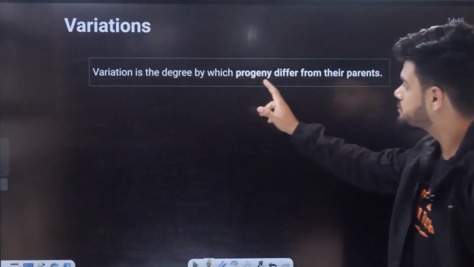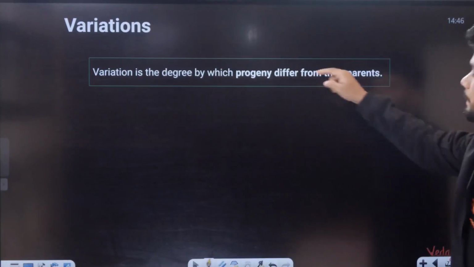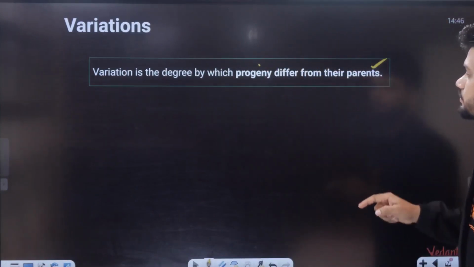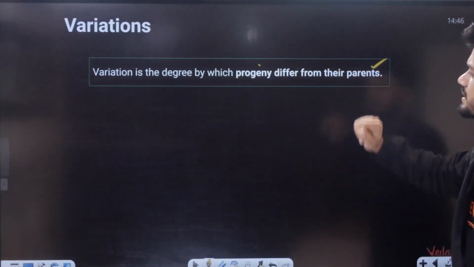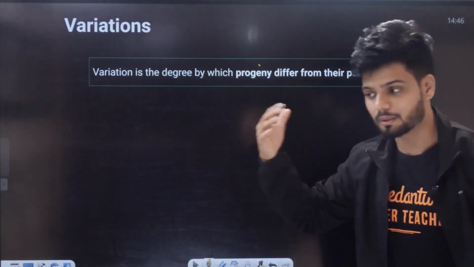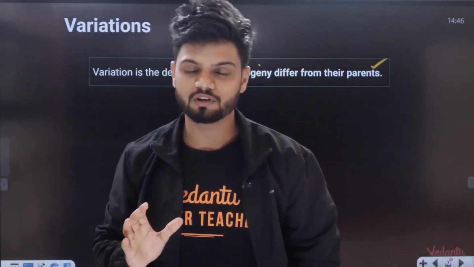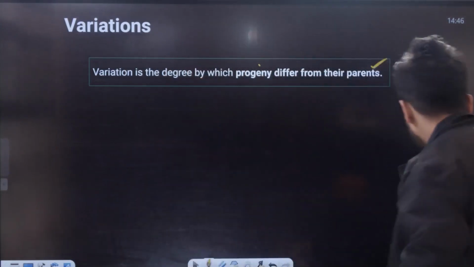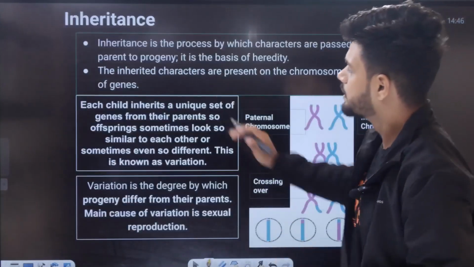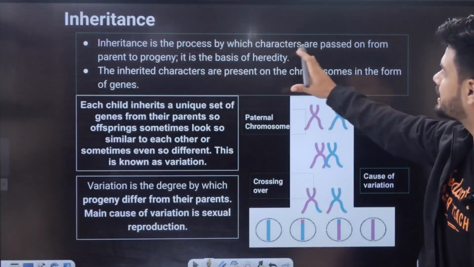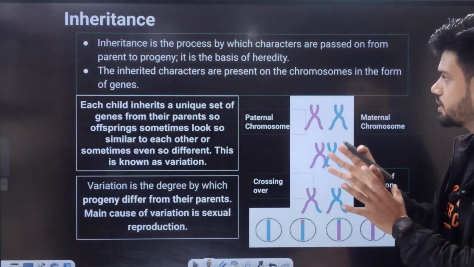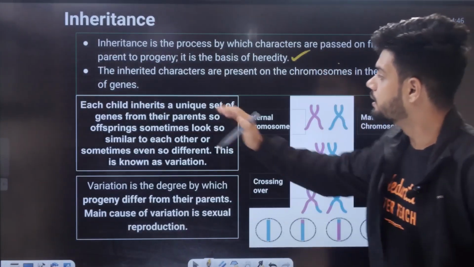Principles of inheritance and variation. Variation is the degree by which the progeny differs from their parents. How different I am from my father, that is called variation. We'll be studying this chapter. Inheritance is the process by which characters are passed on from the parent to the progeny based on heredity.